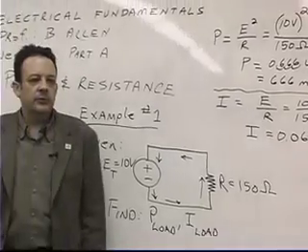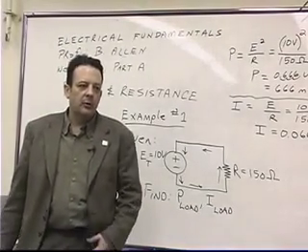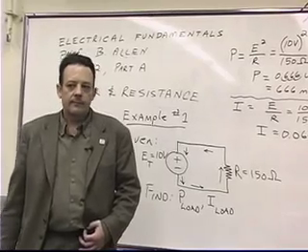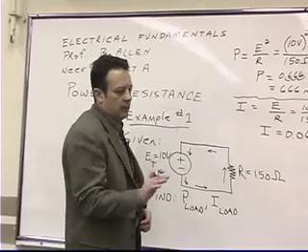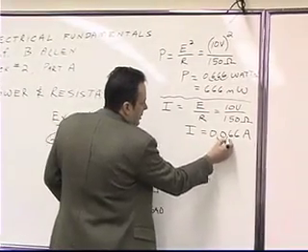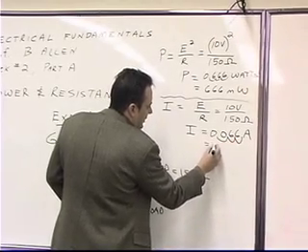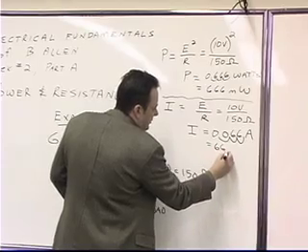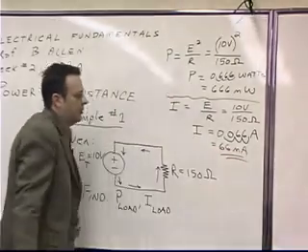Now, if we wanted to express that in milliamps, how would we go about doing that? We would move the decimal 3 places. Which direction? To the right. So our decimal would go 1, 2, 3. So that would be the same thing as 66 milliamps. And that would be the current.